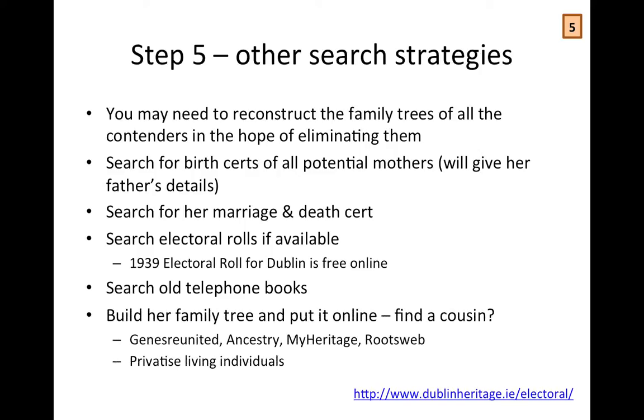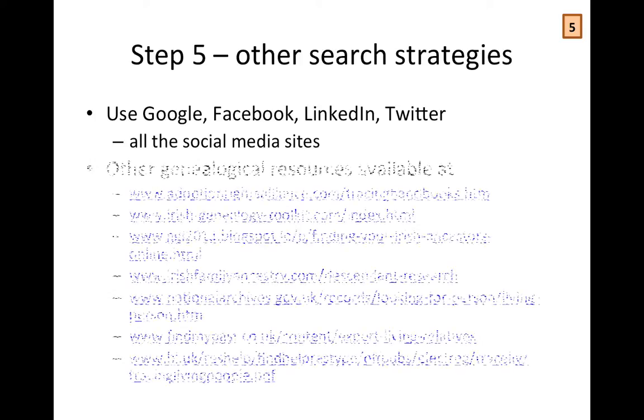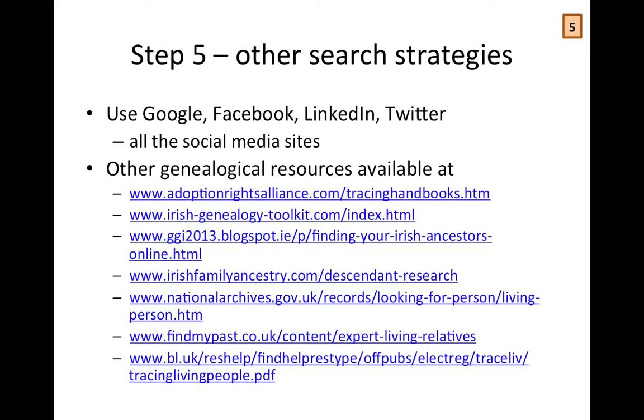You may need to build her family tree and put it online with the hope that you might find a cousin. And there's various websites where you can upload these type of trees, such as Genes Reunited, Ancestry, MyHeritage, RootsWeb. And it's important to privatize living individuals because you want to avoid causing upset. You can also use Google or Facebook, LinkedIn or Twitter, all the social media sites. And there are also a variety of other genealogical resources available. You see a list of them here that will help you trace living relatives. So these are all very useful sources that you could explore.